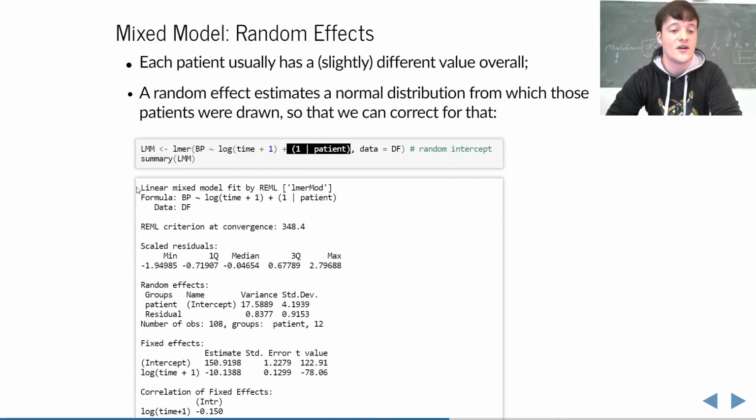So first it says what it did. So it said, okay, this is your formula. That's what I've written here. This is the data that I'm going to get these variables from. And then it says REML criterion at convergence. So it starts with the worst thing to explain.